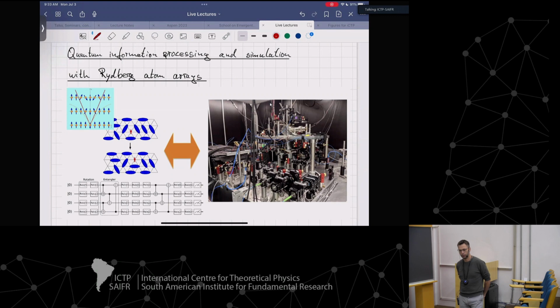And he's now leading his own group in Chicago, I think for 4 years, if I'm not mistaken. He's combining both the expertise that he got at his PhD and during his postdoc.